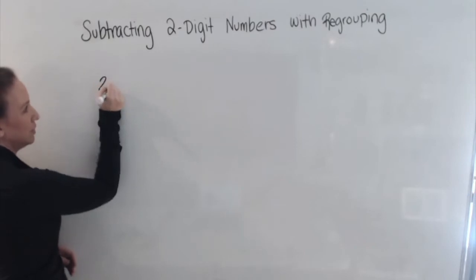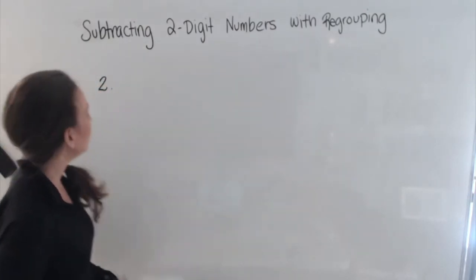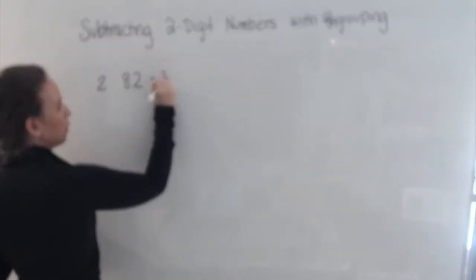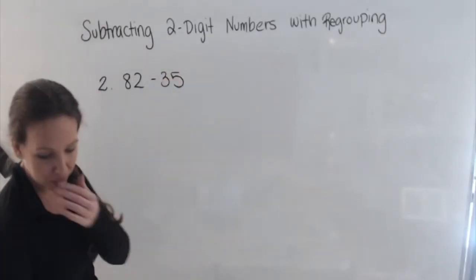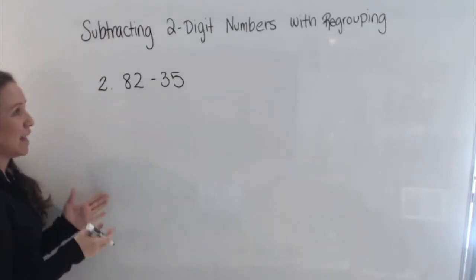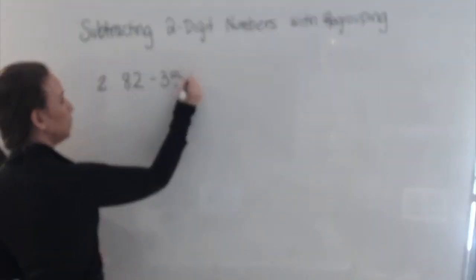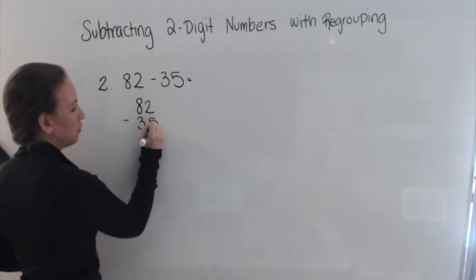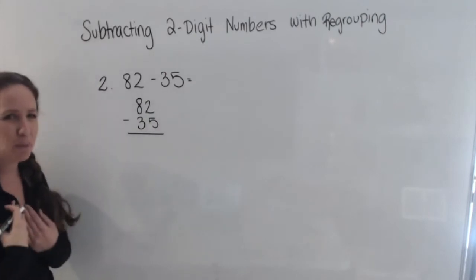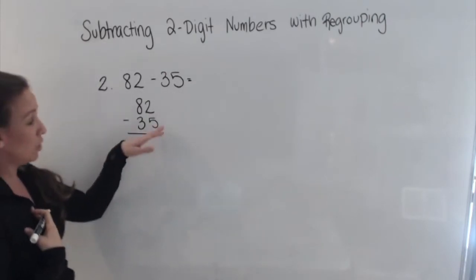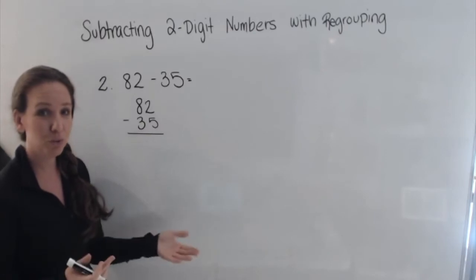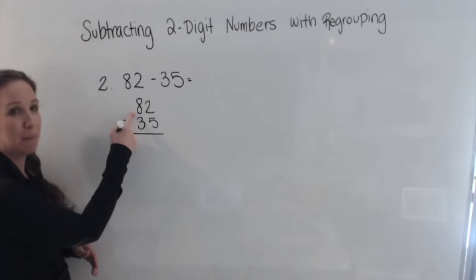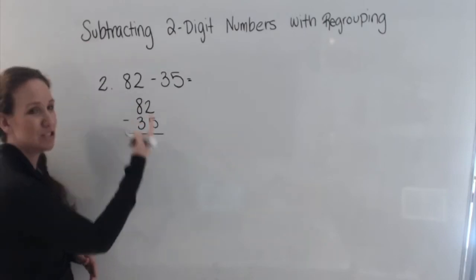Number 2, we have 82 minus 35. Remember, when I'm subtracting, I want to line up my numbers. So I'm going to rewrite this as 82 minus 35. And again, I'm first always going to try to subtract my ones. But when I notice I can't take 5 out of 2, I'm going to have to regroup just like I did before. So I'm going to borrow from my tens and give it to my ones.